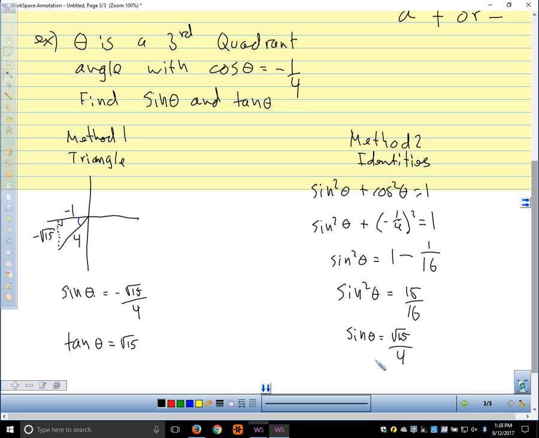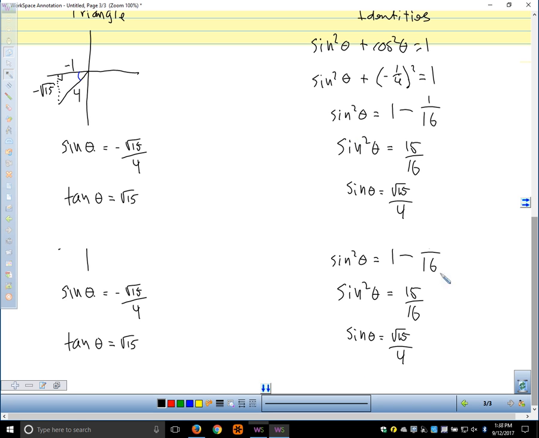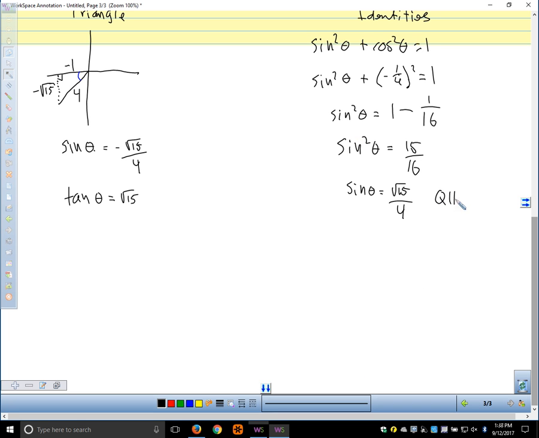But we're in the third quadrant. So for this one, we have to think we're in the third quadrant. Sine should be negative. So I'm going to say quadrant 3. Sine theta is negative square root of 15 over 4. So that one we don't see the visual. We have to think, well, the angle is in the third quadrant. The sine of the angle should be negative.